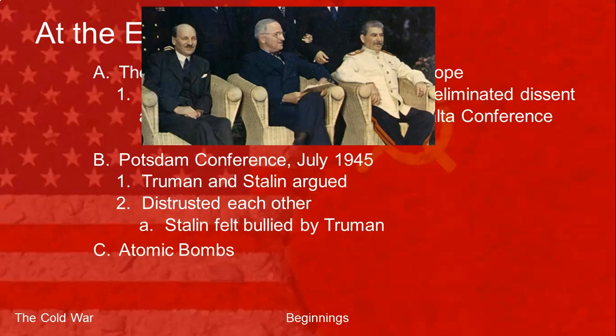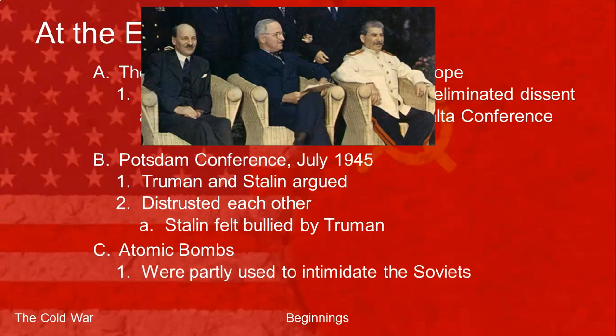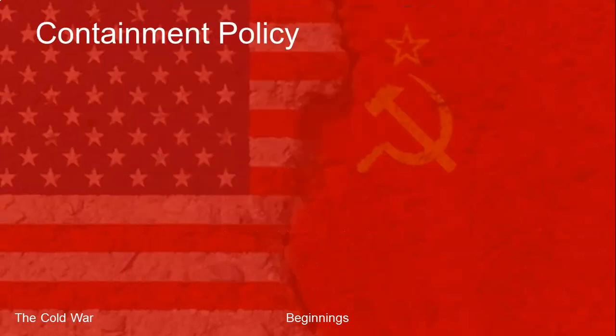Then, of course, in August of 1945, we used the atomic bombs. Part of the reason why was to intimidate the Soviet Union. Look what we can do. Aren't you glad we're not using this on your country? So all that goes on in that year, well, not even the year, but in the couple of months at the end of World War II.